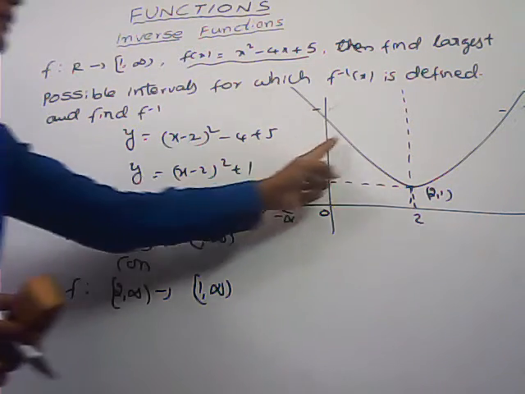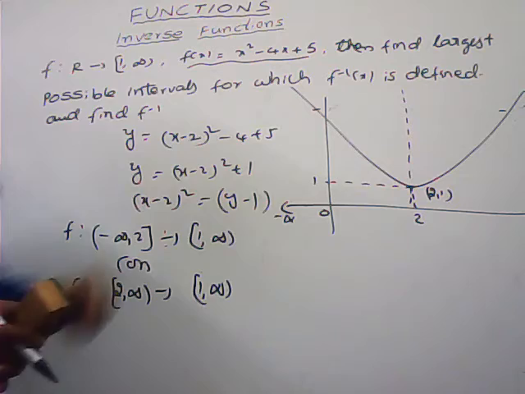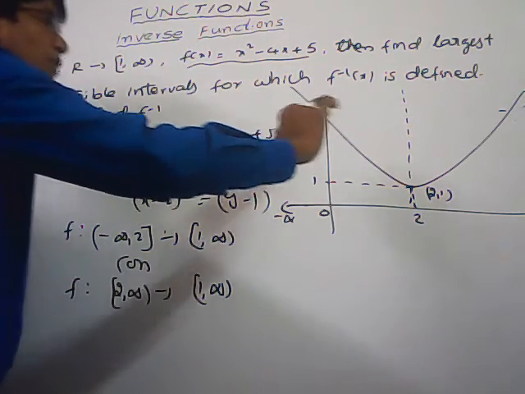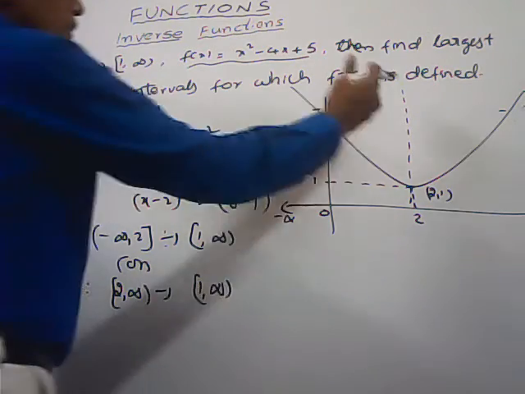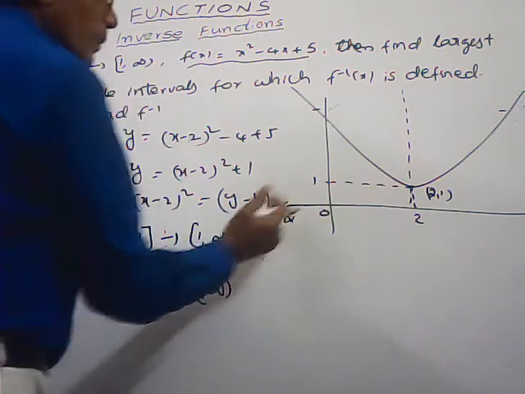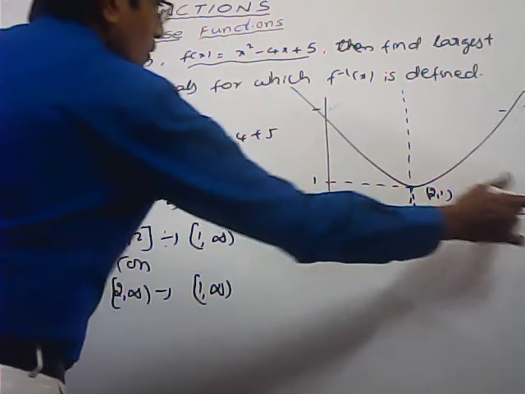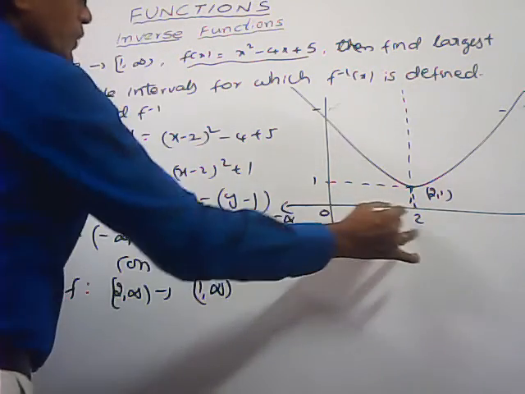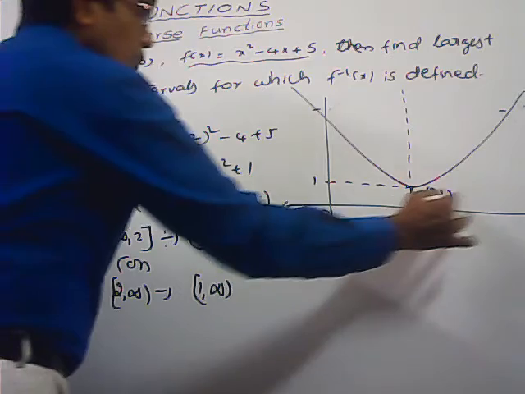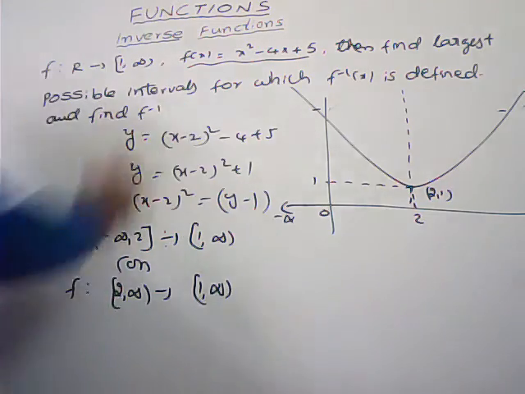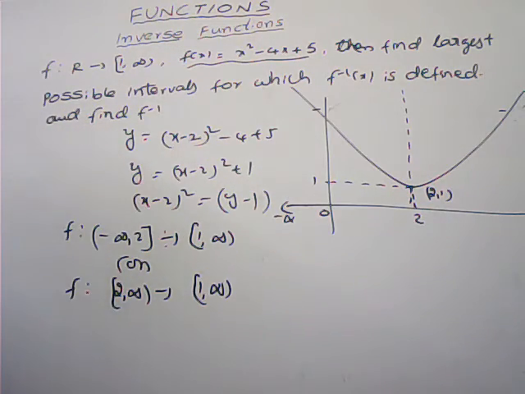Now here you can see this is symmetric about the positive direction of the y-axis. Considering the total curve, that one is not satisfying one-one. Why? Because if I draw a line parallel to the x-axis, it cuts the curve more than once. That's why I divided this into two parts: minus infinite to 2, and 2 to infinite. For minus infinite to 2, the corresponding values are 1 to infinite only. For 2 to infinite also, 1 to infinite only. The corresponding y values are the same.